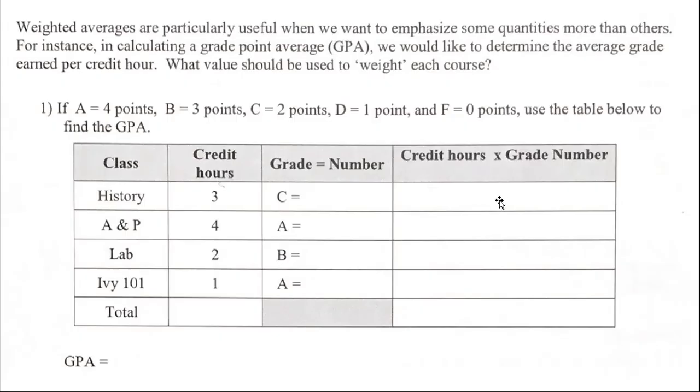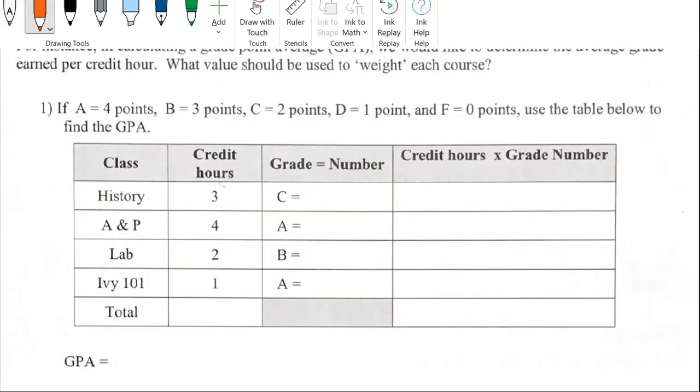So how do we do this? The first column in the table lists the class. The second column lists the credit hours. The third column tells us how many points we get for each letter grade. And the fourth column is what we need to do with the credit hours and the grade number.